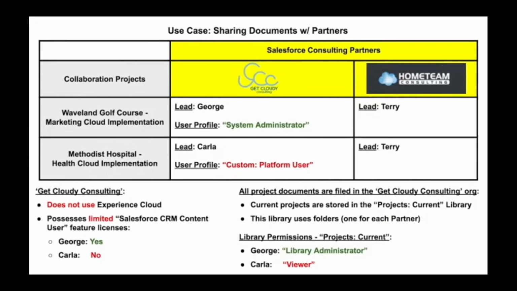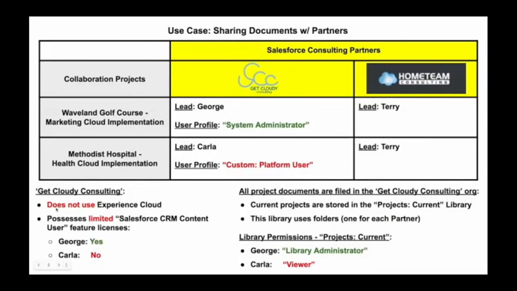These documents are stored in GetCloudy.org, specifically in a library called projects::current. This library uses folders, one for each partner. And for permissions in the library, George is the library administrator, Carla is the viewer. As you know, the permissions that you have in a library transcend the entire library, whether or not you divide it into folders or subfolders. In all cases for this library, George is the administrator, Carla is the viewer. You can give users different permissions in different libraries, of course.